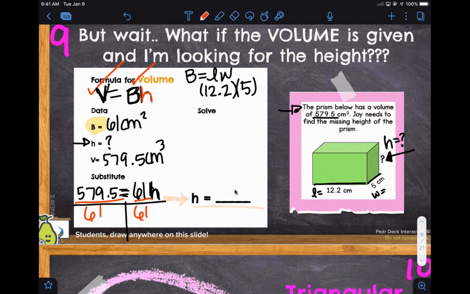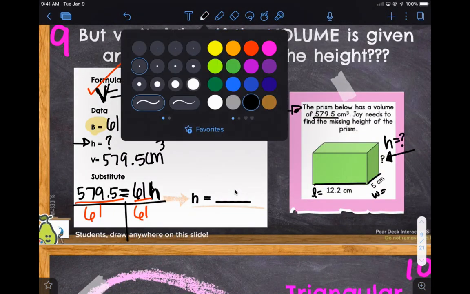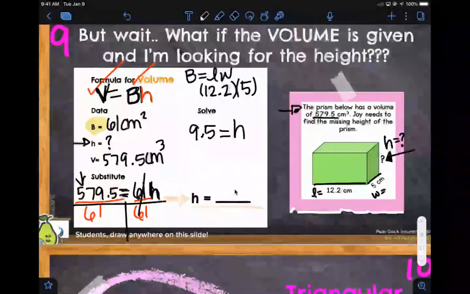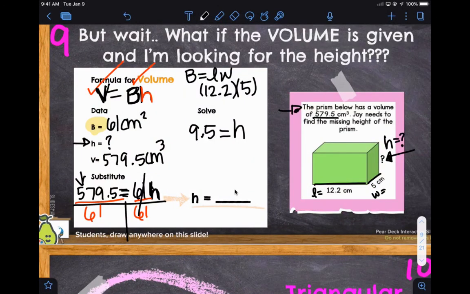If I divide 579.5 by 61, we would get 9.5. So after dividing, this division will be 9.5 equal to H, because you cancel that, right? So the height of this prism is 9.5 centimeters, right?